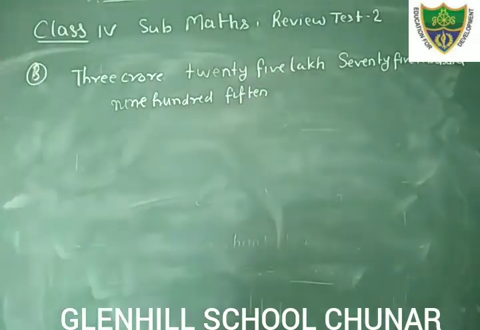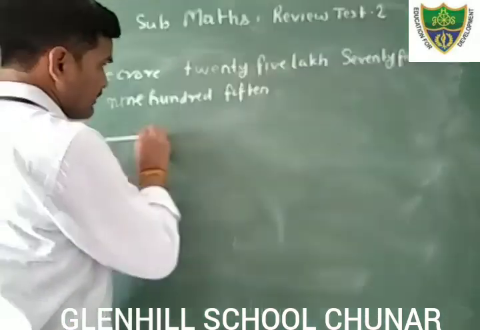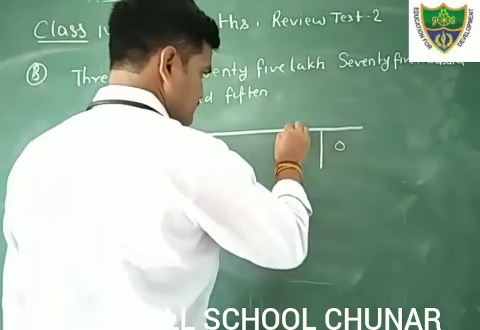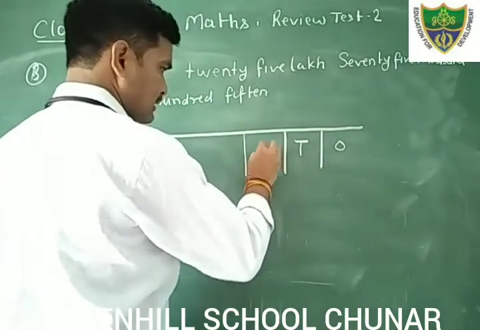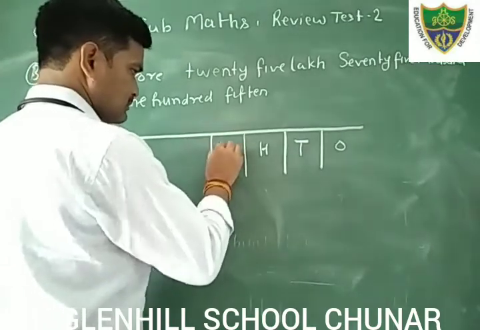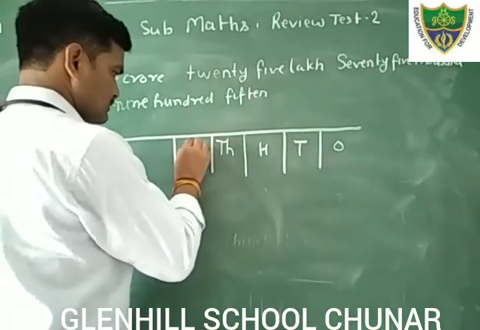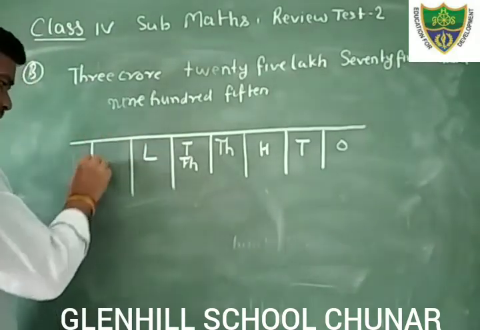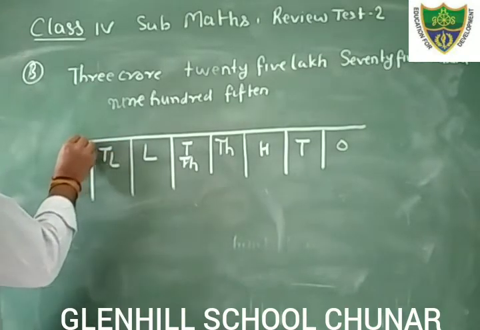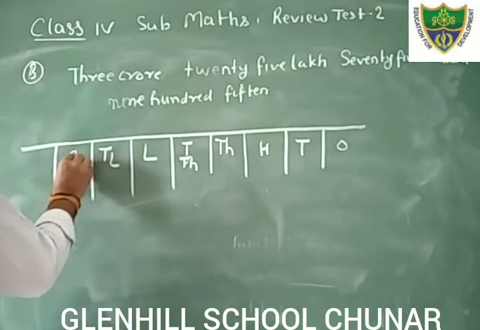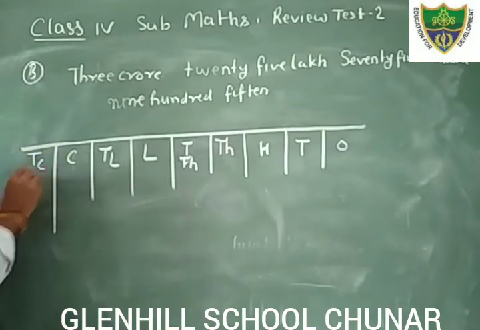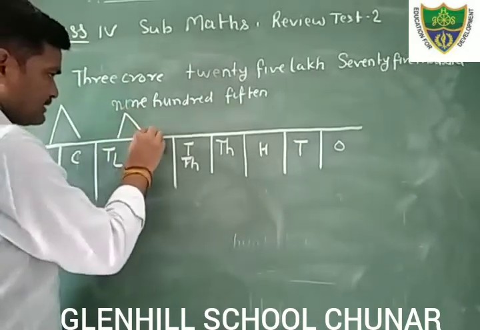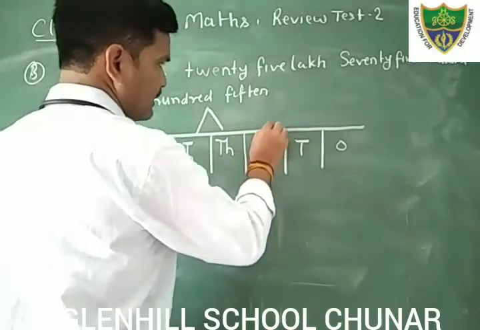To write this number, we will make the place value chart. When we make the place value chart, that is ones, tens, hundred, thousand, 10,000, again lakh, 10 lakh, crore, 10 crore. You know, we will write or read this together, and this is lakh, this is thousand, and this is one.